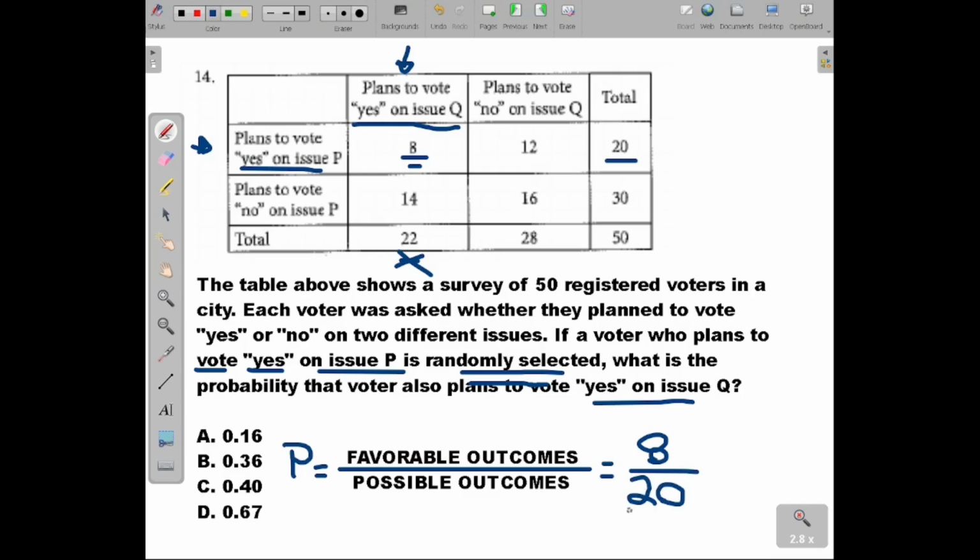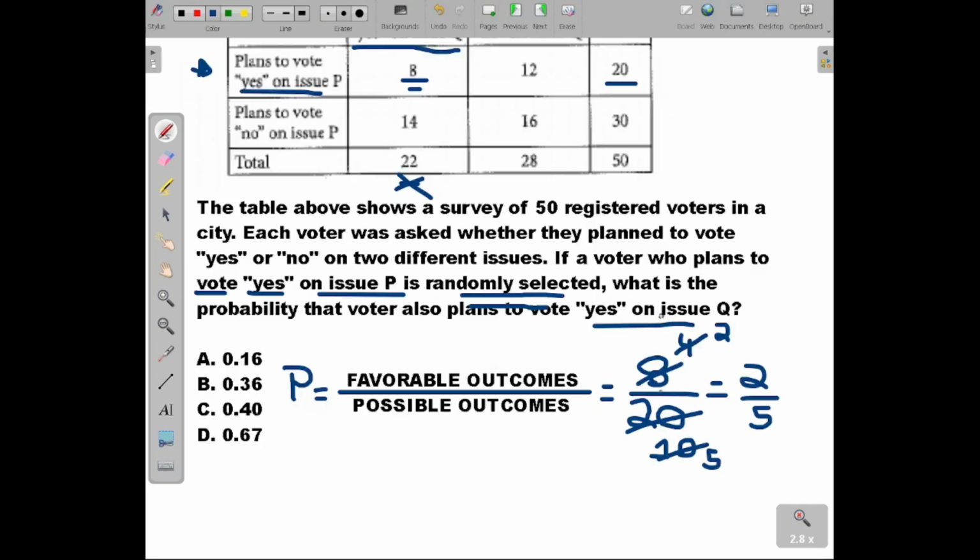Now we can simplify this fraction. Half of 8 is 4, half of 20 is 10, half of 4 is 2, and half of 10 is 5. So it's 2 divided by 5. But we have to divide to find the decimal. So we divide 2 by 5.